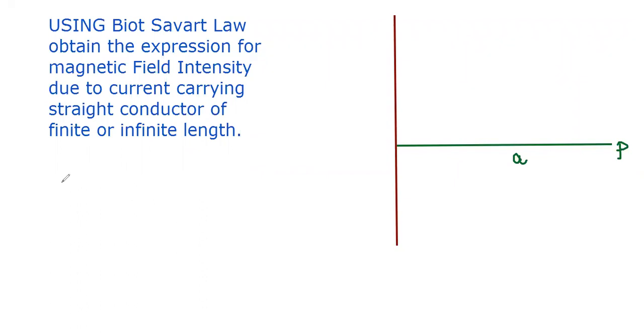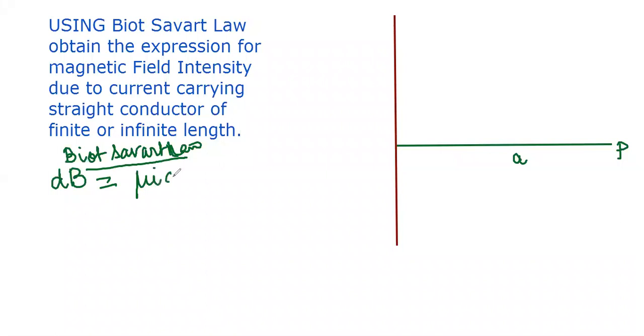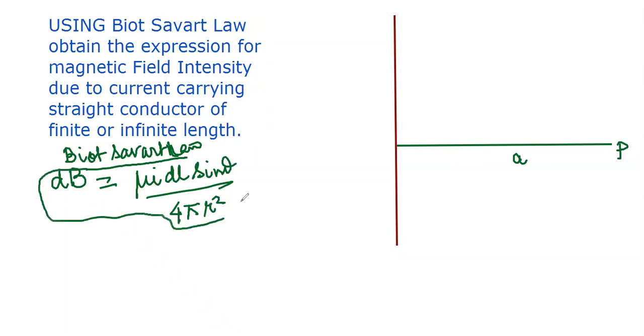Now I will quickly ask you to recollect the Biot-Savart law. What was the Biot-Savart law? Remember, dB is equal to mu I dl sine theta divided by 4 pi r square. So this was your Biot-Savart law. This we have already discussed and you know it.